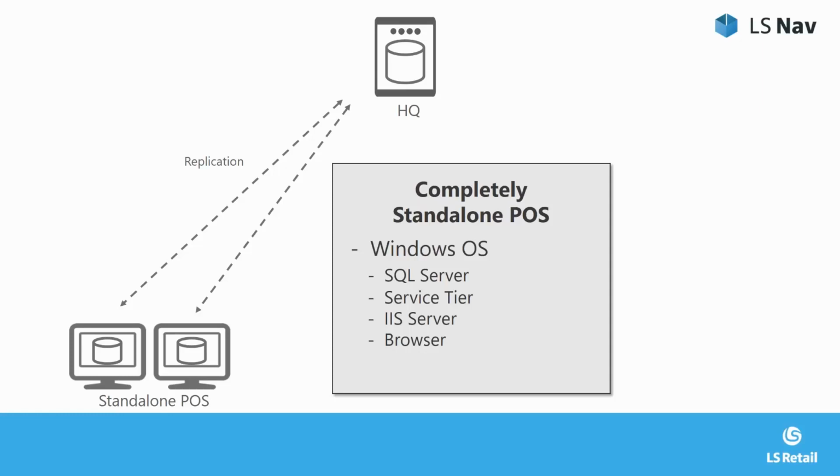So we still have the standalone POS, and this is the configuration that is most popular with our customers today, where you have a device that is running everything. It's not depending on anything outside the PC you're working with. It's running the Windows operating system, SQL, service tier, IIS, and the browser on the same device. The same building blocks I showed you on the last slide. That means that you can have 100% service at all times.